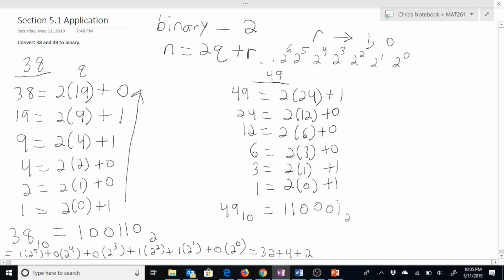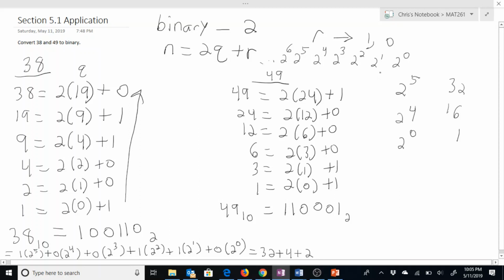And again, if we want to check our work with that, this corresponds to 2 to the 0, 2 to the first, 2 squared, 2 cubed, 2 to the fourth, and 2 to the fifth. So we are doing 2 to the fifth, 2 to the fourth, all the way down to 2 to the 0. So again, 2 to the fifth will be 32, this is 16, and 1. We add all those together, we do get the number 49 back.